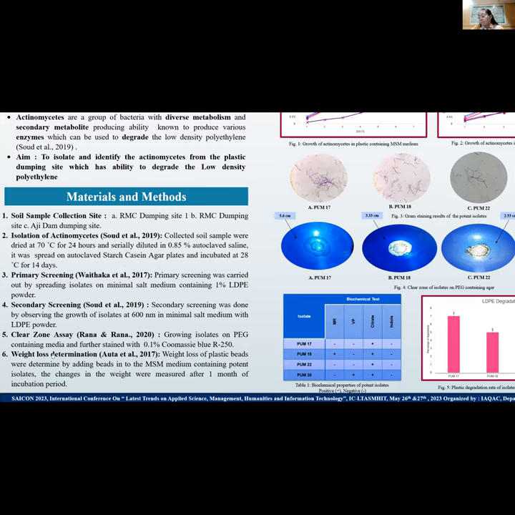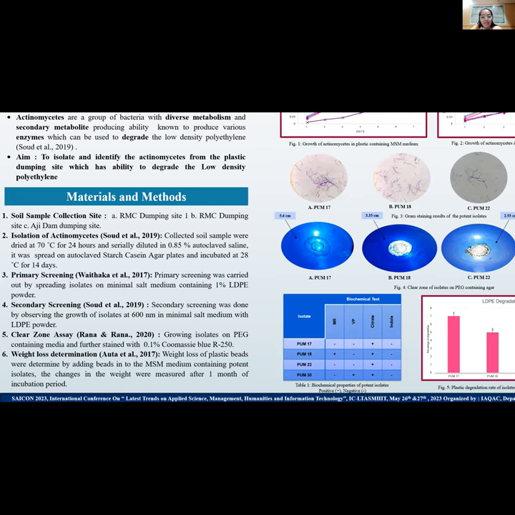In primary screening, I used MSM medium, and in secondary screening I used MSM medium as a broth and checked the growth of bacteria by adding 1% LDPE powder. In the clear zone assay, I chose PEG agar assay as the medium to identify the clear zone, and further I determined the weight loss of the plastic beads.